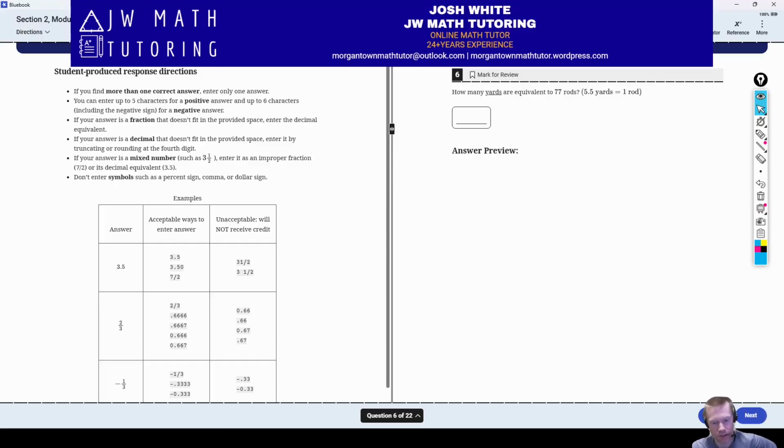All right, next up, question 6. This is a basic unit conversion question. We have 77 rods, and we're going to convert this to yards. They give us the conversion factor: 1 rod, this will go on the bottom, is equal to 5.5 yards. That goes on top because we want our final answer to be yards, and we want the rods to cancel out. So for this question, it's just 77 times 5.5. That works out to 423.5.